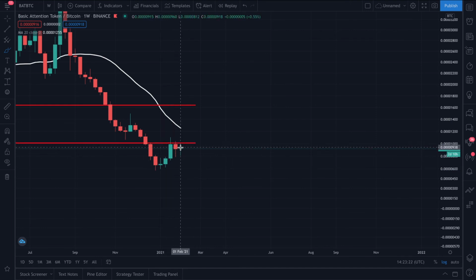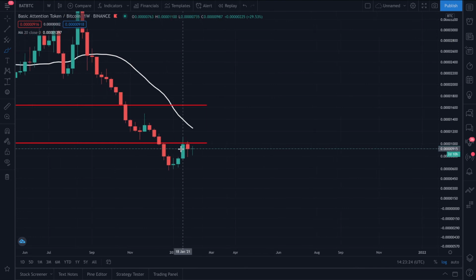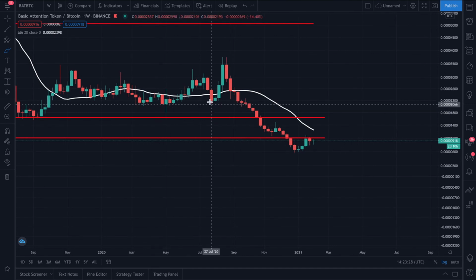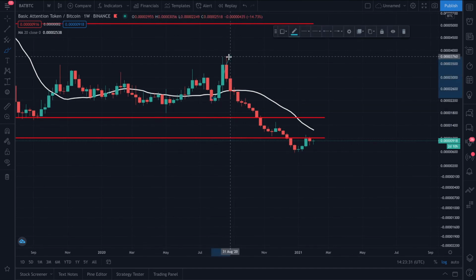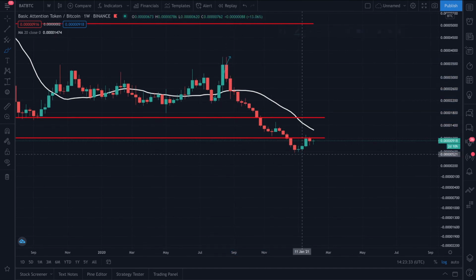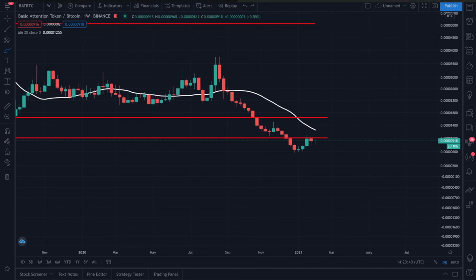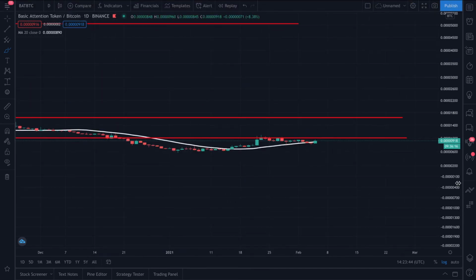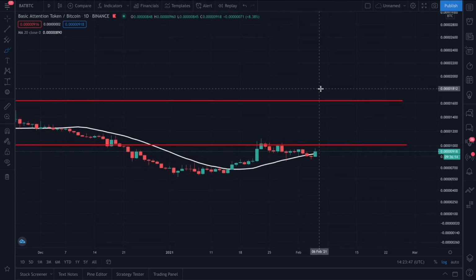So with that said, we need to see the trend continue because we've seen this happen before. We've seen it happen here. Three great weekly candles, and then it was followed by an 83% crash. So we need to see this trend continue. And for Basic Attention Token, there's not much else to say other than to wait.